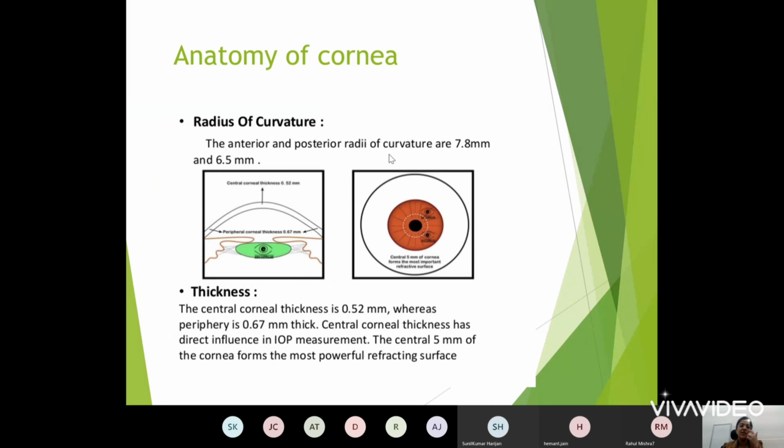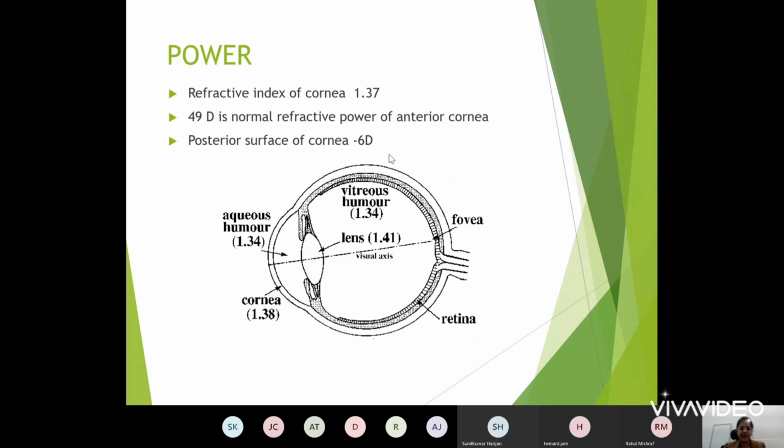In short, we will discuss the anatomy of the cornea. The anterior and posterior radii of curvature are 7.8 mm and 6.5 mm respectively. The central corneal thickness is 0.5 mm, whereas in the periphery it is 0.6 mm. The factors that affect the curvature are lid closure, tear film instability, and lid pressure. Coming to the diameter, the vertical diameter is 11.7 and the horizontal diameter is 12.6.